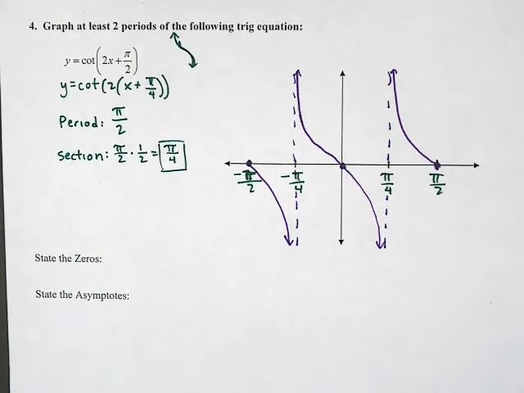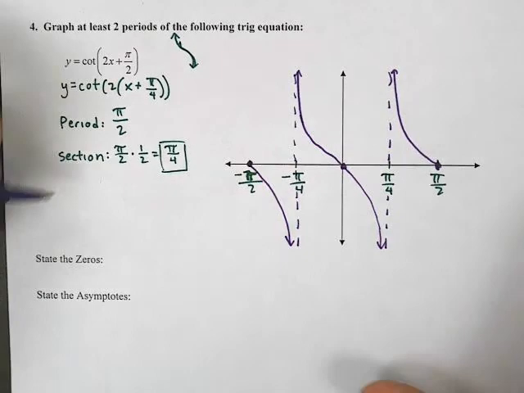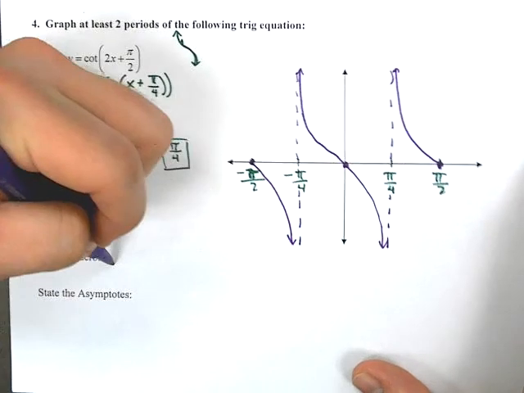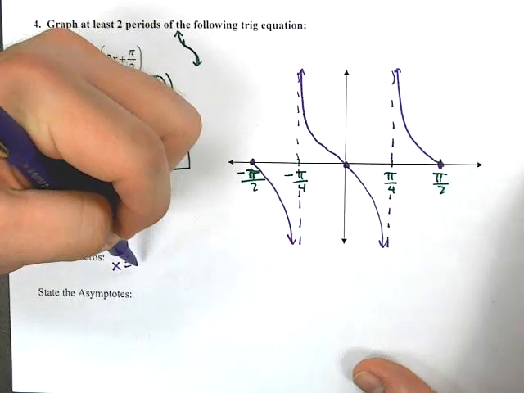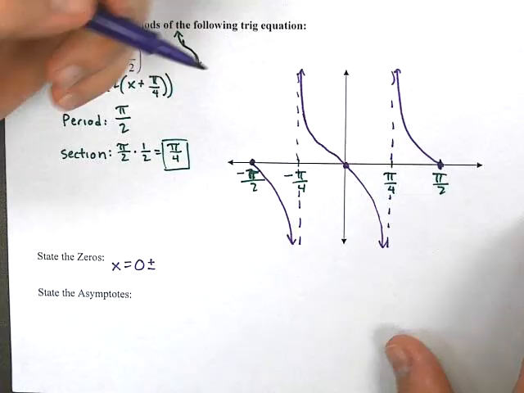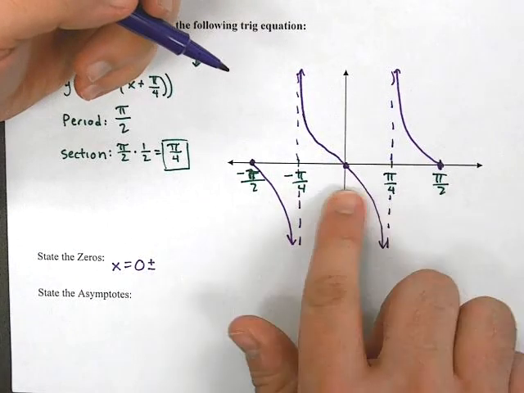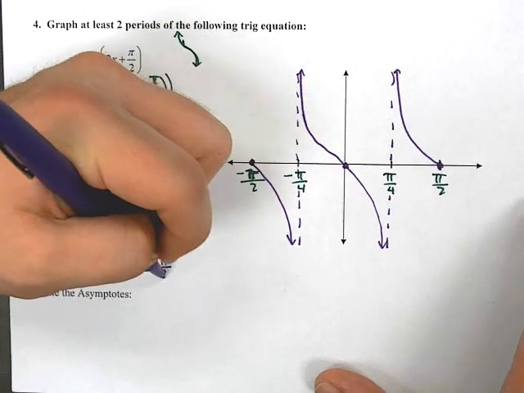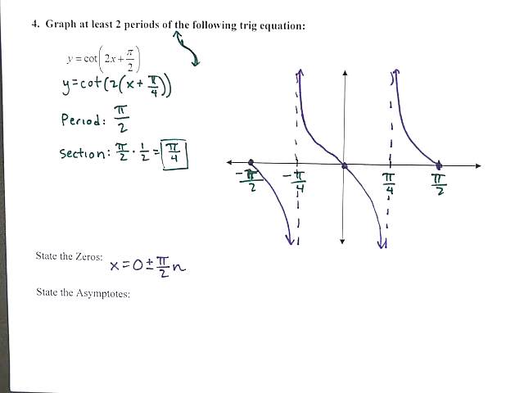Alright? Okay, almost done. State the zeros. Well, zeros, I would start probably at this one. So x equals, you guys could put 0. You don't have to. But I'm going to say 0, plus or minus, and then how far is it to the next one? Well, it's 2 sections, or pi over 2. So pi over 2 times n.